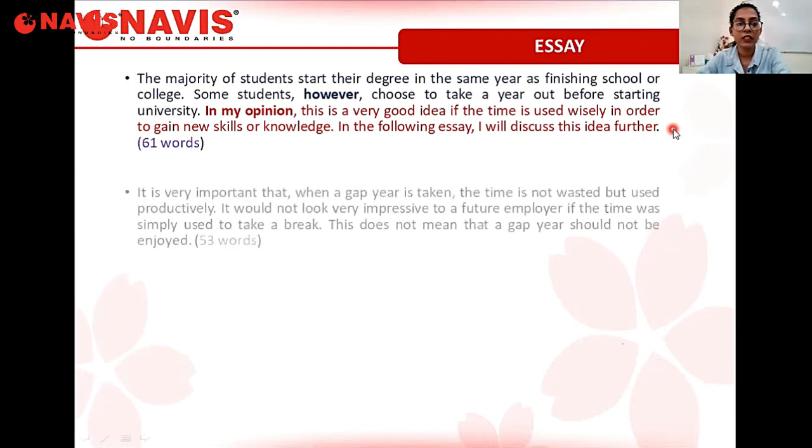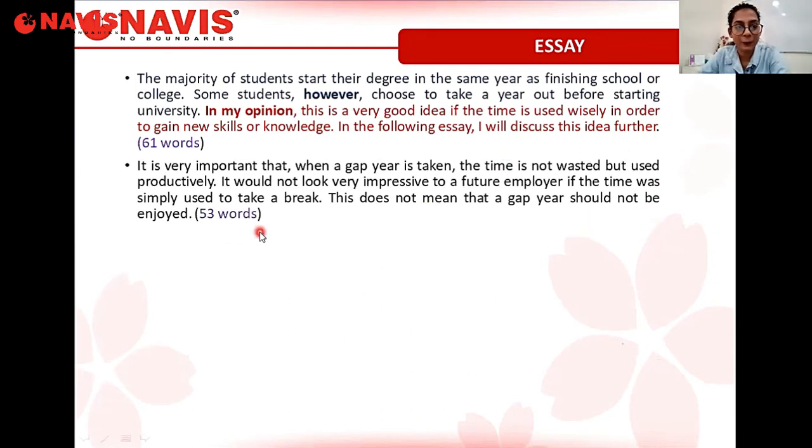Okay, so let's see, what am I telling? It is very important that when a gap year is taken, the time is not wasted but used productively. It would not look very impressive to a future employer if the time was simply used to take a break. So what am I doing here? I'm using this thesis statement and I am also writing about it in the next paragraph, that it should be used productively. But how? It is the supporting idea which follows.